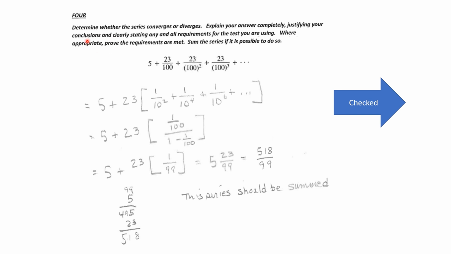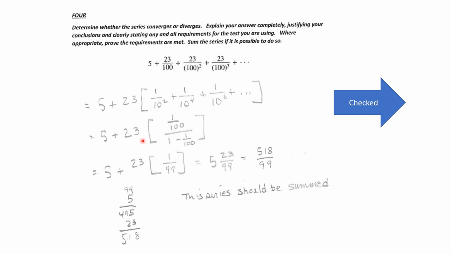Number four, you were to determine whether this series converges or diverges, but you also were to sum the series if possible to do so. And it is, because 5 is 5 and 23 can be factored out of this. But then what remains is a geometric series starting at 1 over 10 squared. And the ratio that you get is 1 over 10 squared, or 1 over 100.